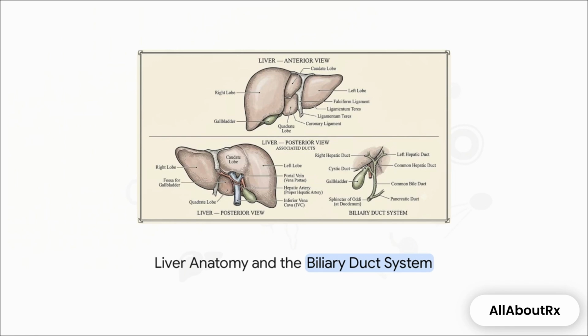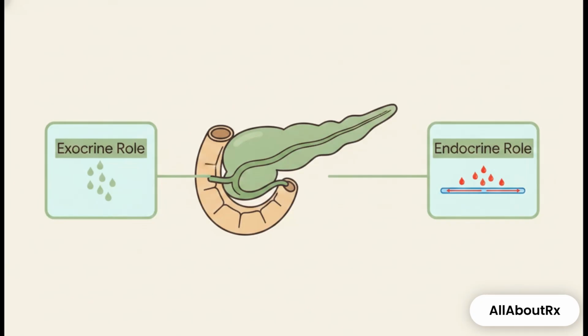The liver does so much. It detoxifies your blood, it regulates your blood glucose, and, crucially for digestion, it constantly produces bile. Bile is absolutely essential for emulsifying and digesting fats. Then, nestled perfectly into the C-shaped curve of the duodenum, we have the pancreas. It's an elongated organ with a really fascinating dual personality.